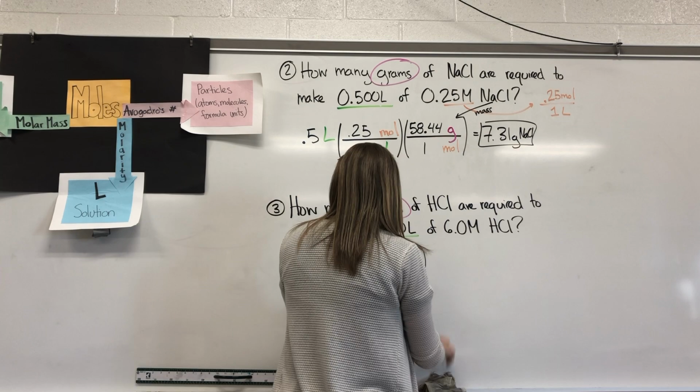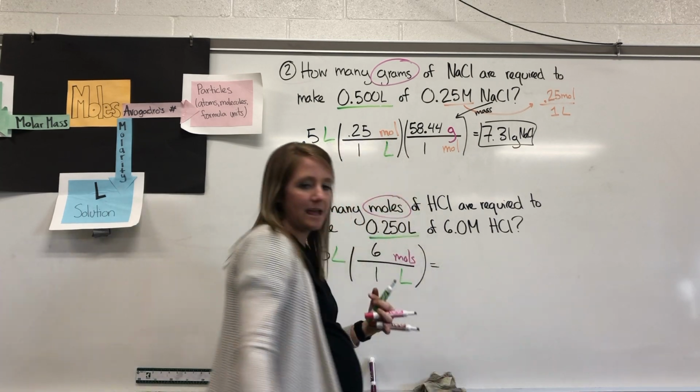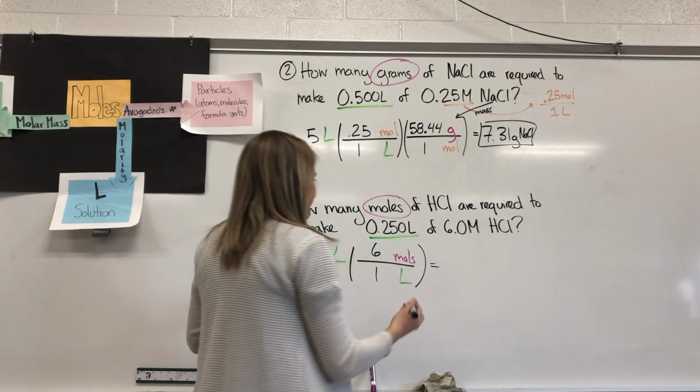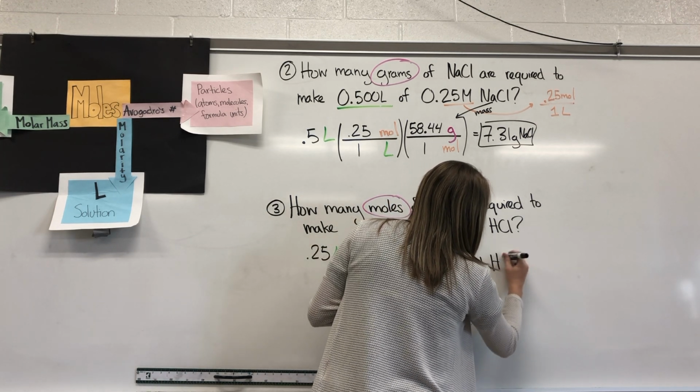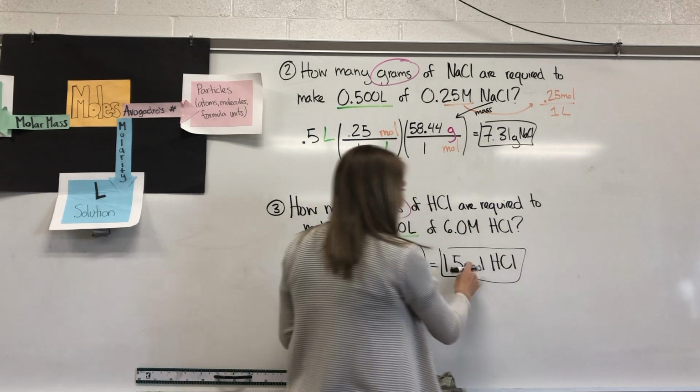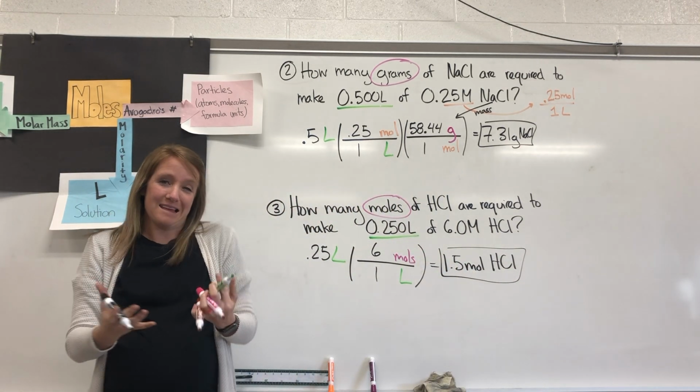Okay, plug that into my calculator, and you get an answer of 1.5. So 1.5 moles of HCl is how many you would need to make that solution.